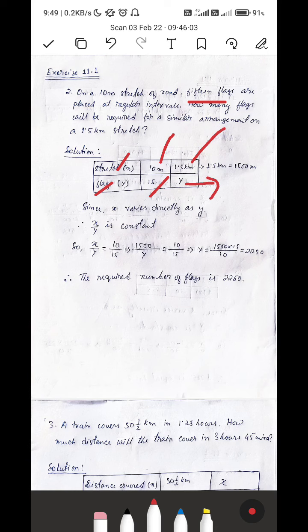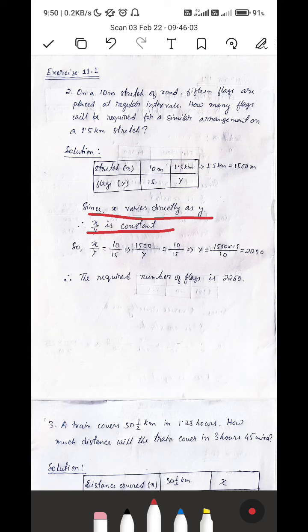And since we know that x varies directly as y, why? Because the number of flags and the stretch are directly related to one another. They are directly proportional to one another. The more the stretch, the more the number of flags required, and the less the stretch, the less the number of flags required. This means they are in direct proportion with one another. And if this is so, then the ratio between x and y is constant.